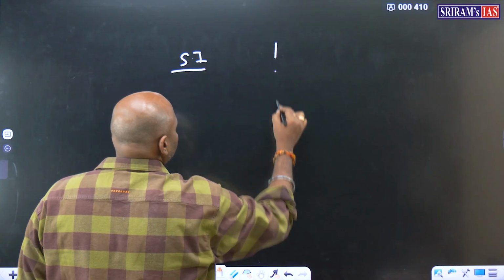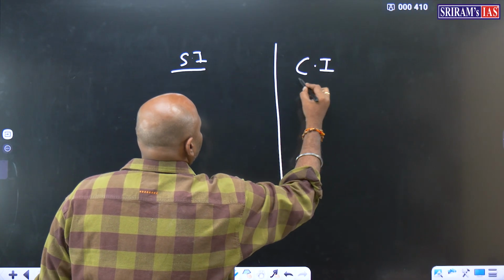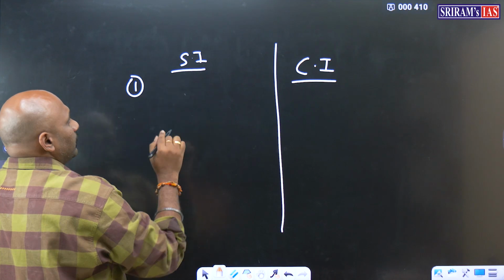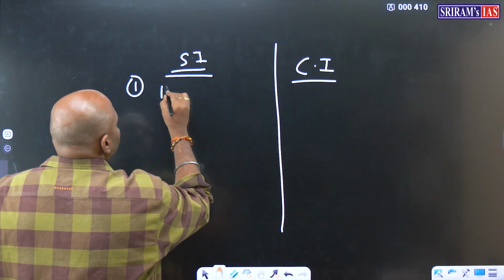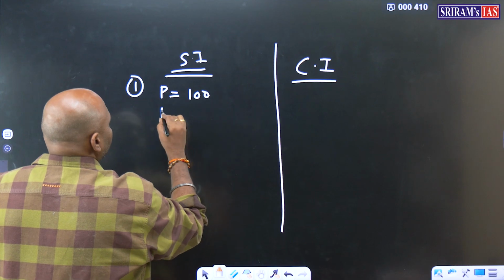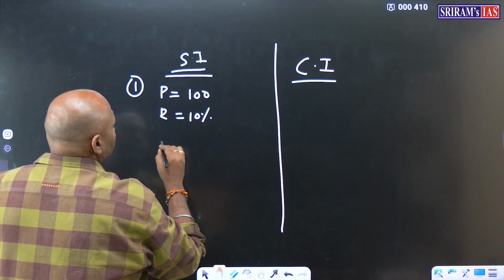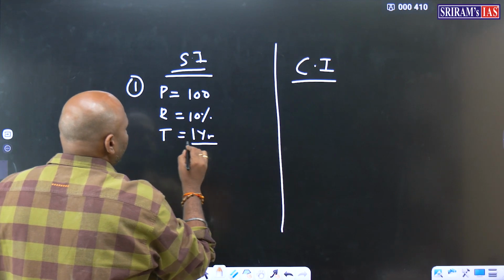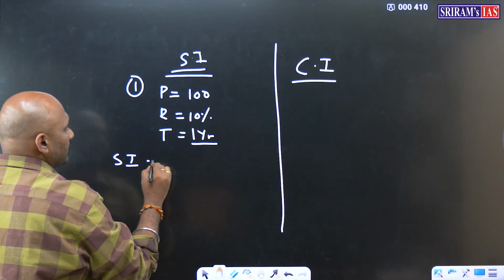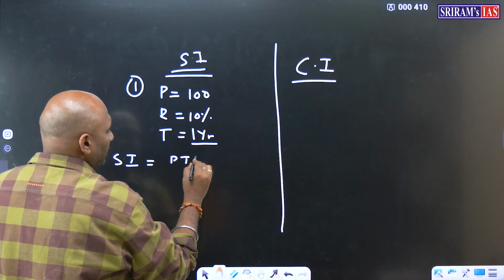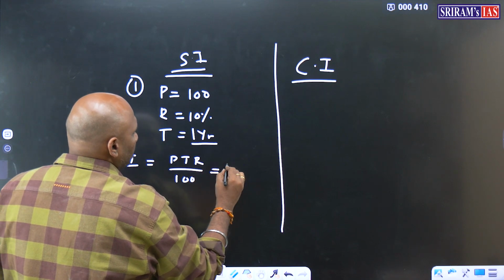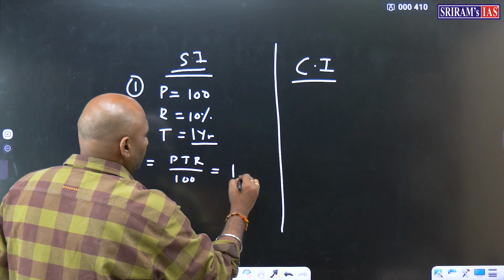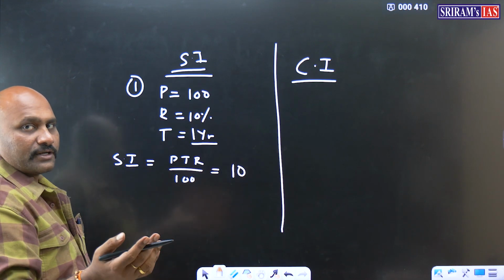simple interest and compound interest. If you take the first one, simple interest, for example, the principal is let's say 100, the rate of interest is let's say 10%, and the time period is 1 year. Then the interest amount that is accumulated is nothing but PTR by 100, which will give you 10 rupees, making the amount 110. That means for every 100 rupees, you get 10 rupees extra.